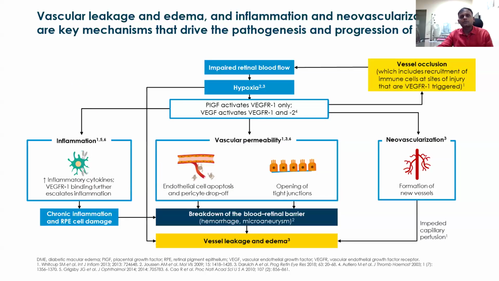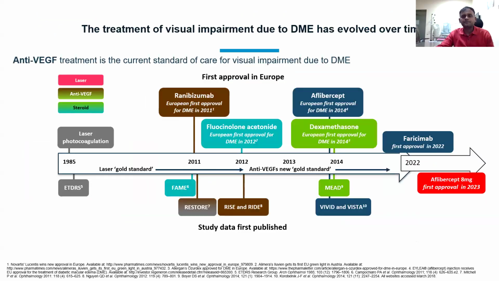This hypoxia also causes PlGF to activate VEGF receptor 1 only, whereas VEGF activates VEGF receptors 1 and 2. Both of these, once hypoxia causes increase in inflammation, release inflammatory cytokines and increase the vascular permeability, causing endothelial cell apoptosis and pericyte drop-off, and neovascularization causing formation of new vessels. This all leads to breakdown of the blood-retinal barrier and vascular leakage and edema.